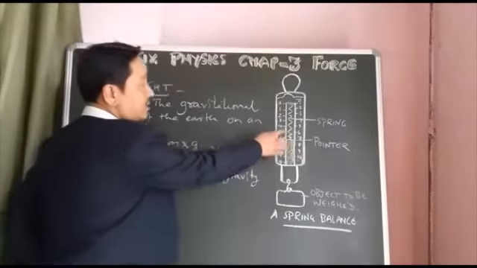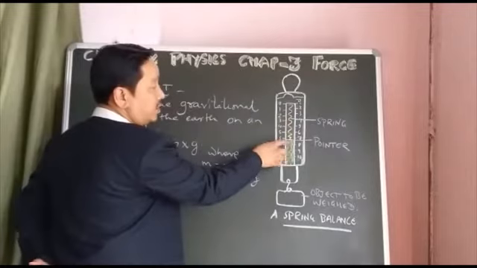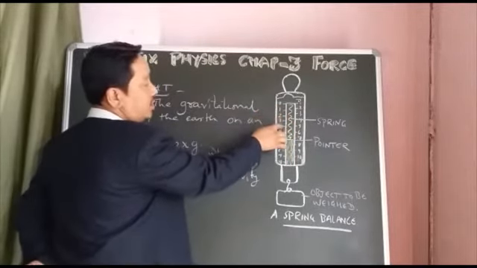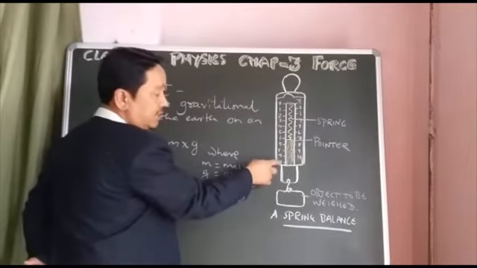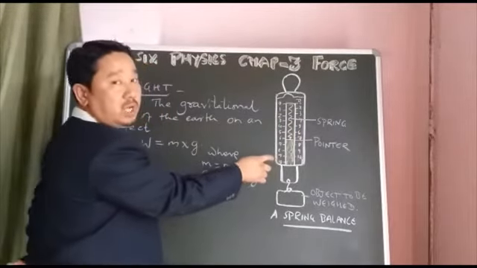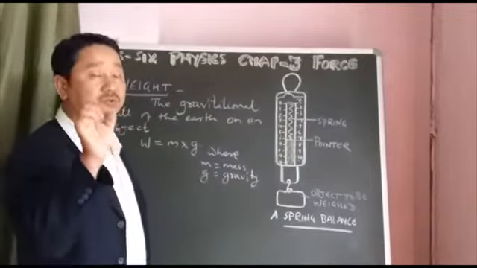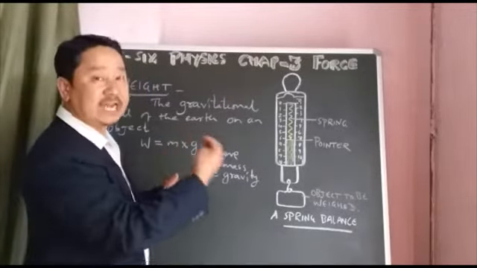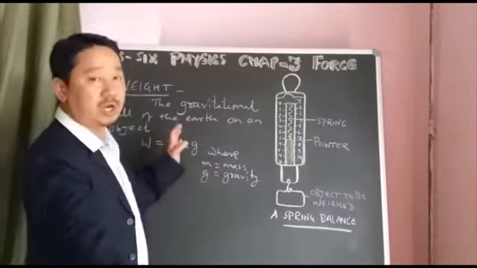Here the spring is used. Here is the pointer, and here are the different readings coming from 0, 1, 2, 3, 4 downwards, like that up to 10. It is shown in your book also, so I always suggest you see your book also. Keep your book open so that you can go simultaneously through the video as well as through your book.